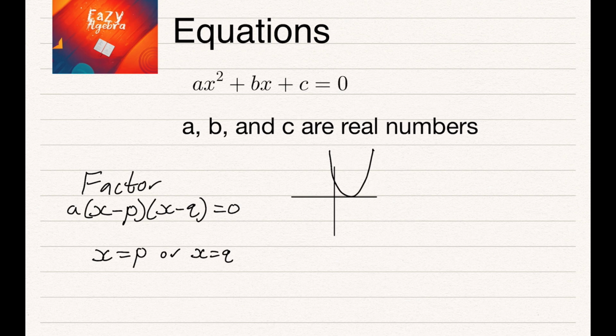And the third way that we can solve quadratic equations is using the quadratic formula, which is x is equal to negative b plus or minus the square root of b squared minus 4ac, all over 2a.